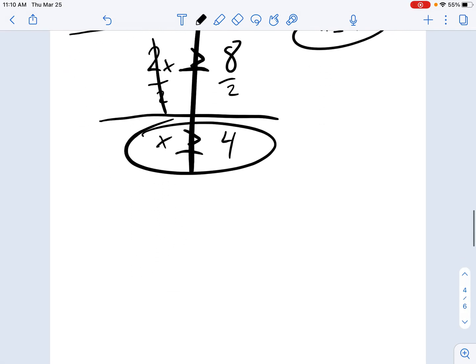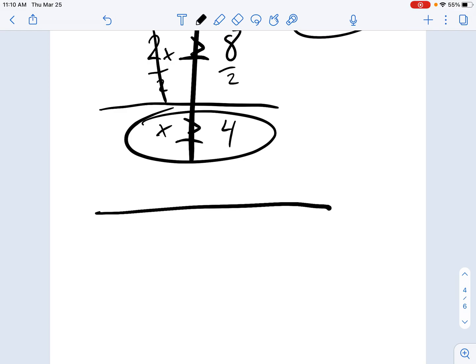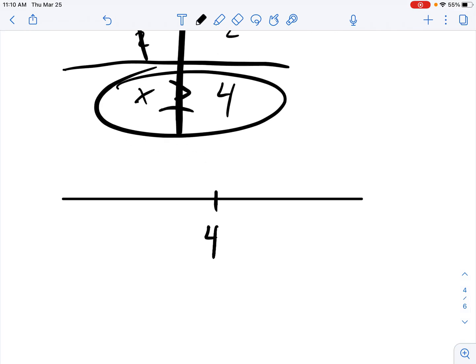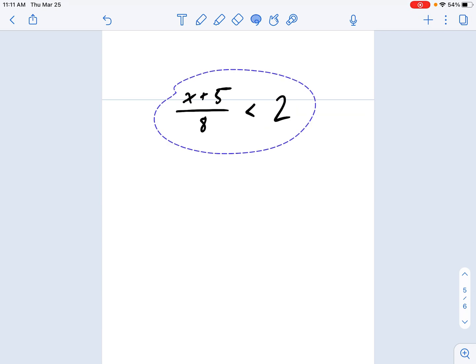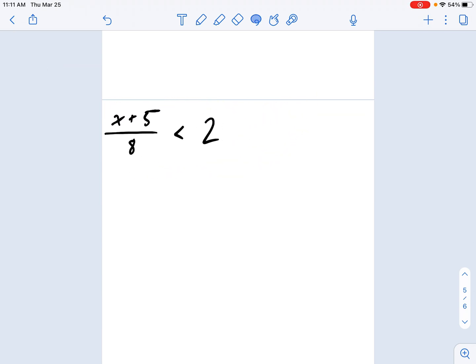And then if you were asked to graph this, you would make a number line, and you say, okay, at 4, x is greater than or equal to, so it's going to be a closed dot with a line going this way. Nice, thick line. Nice, healthy, big, thick line. Okay. All right, I hope that makes some sense. Let's do one more just to make sure that makes sense to you, okay?